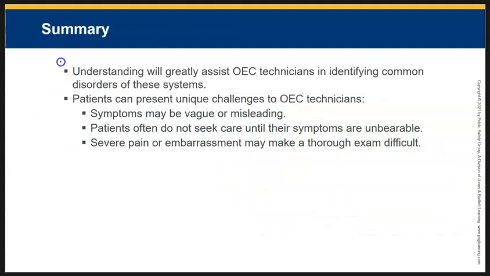In summary, just a review of these systems, and in particular, the GI and GU systems and their location in the abdomen, so that when you complete a secondary assessment by palpating quadrants, it's going to help you identify some of these common disorders as best you can. Remember, symptoms can be vague or misleading, and so this is going to be a challenge for you in your assessment.